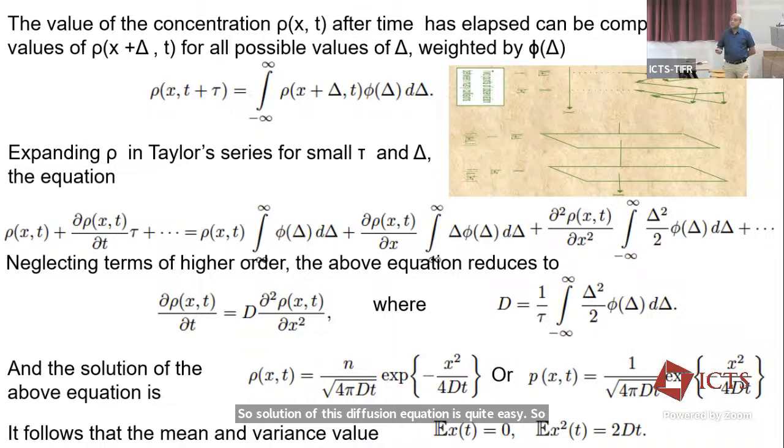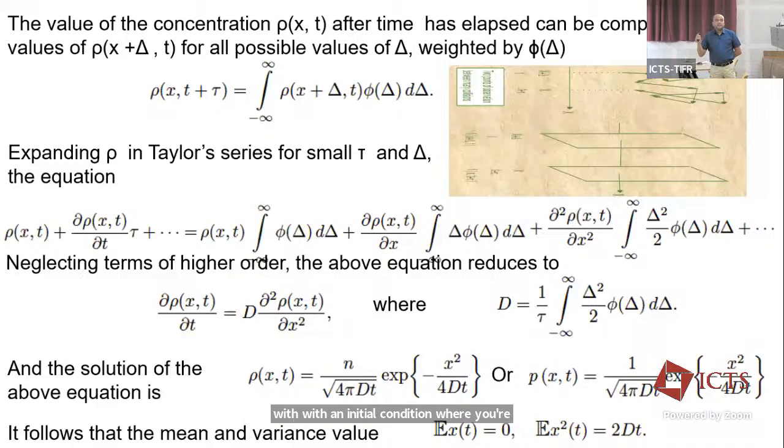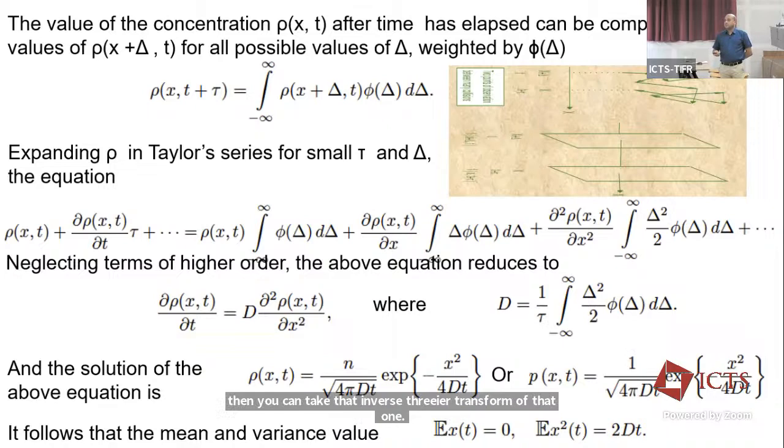Basically you see that it is an open boundary problem, so x ranges from minus infinity to plus infinity. You can solve this equation in Fourier space. If you do this Fourier transform on the spatial part, with an initial condition where at x equal to zero all the particles are concentrated, with this open boundary, meaning x ranges from minus infinity to plus infinity, and you convert this equation into Fourier space, then ultimately you will be getting a linear differential equation. That equation is easy to solve, and then you can take the inverse Fourier transform of that, and finally you will be getting the distribution function. So this is the distribution function.